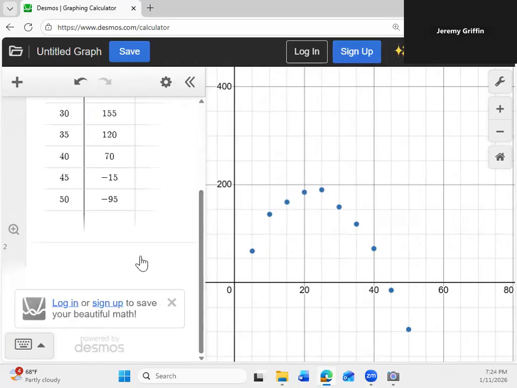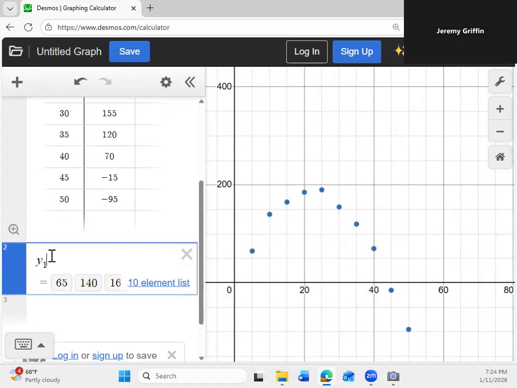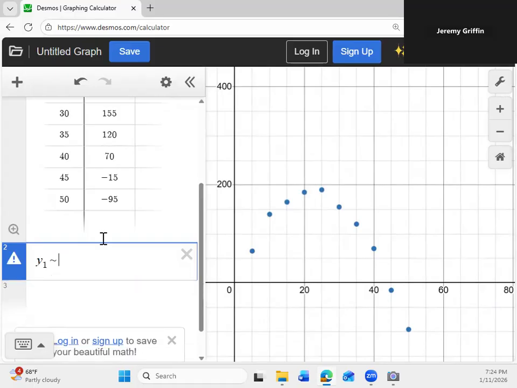And if I suspect that's a parabola, the parent function would be y equals x squared. So how can I model that? I'm going to say y subscript 1, then right arrow key to get out of the subscript. Let's do tilde.